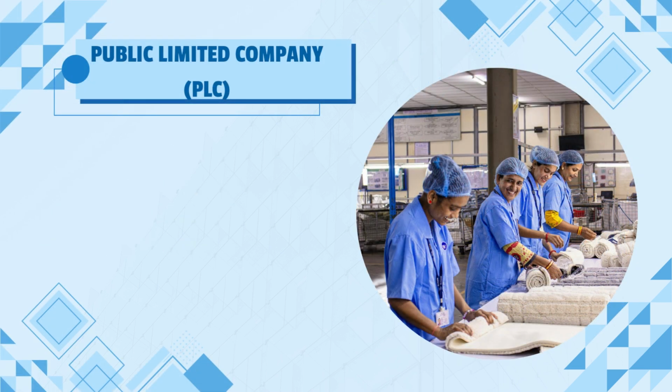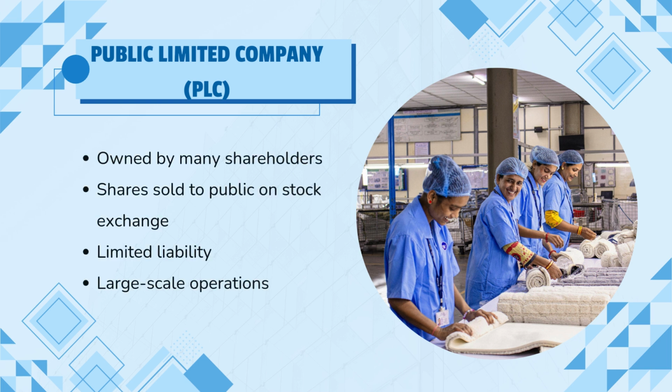Then we have a public limited company. This is owned by many shareholders. Shares can be sold to the public, often through the stock market. It also has limited liability and usually operates on a large scale, like big factories or service companies.